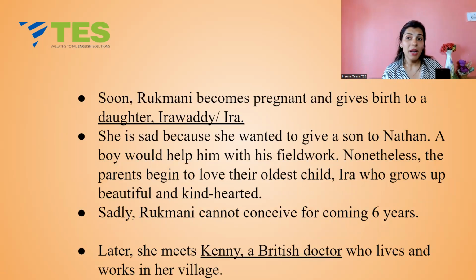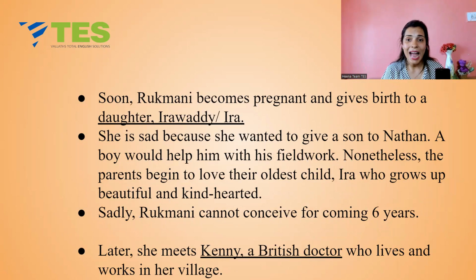Soon, Rukmani becomes pregnant and gives birth to a daughter who's called Iravadi or Ira. But Rukmani is sad. Tell me why sad. Oh, come on. At that time, couples wanted a son. Yes, everybody wanted a son because they thought, agar beta aayega, to wo haath badhayega, beta paisa layega. It was the truth then. But I'm sure this is no more the truth now, right?